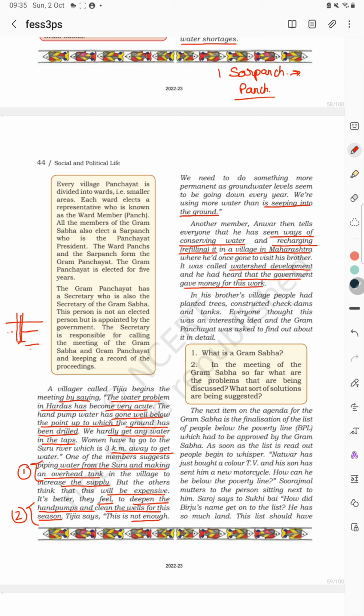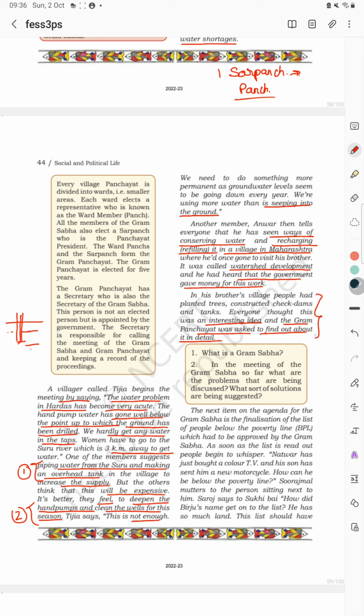So one of the members of Gram Sabha suggested conserving water and recharging the wells. That is watershed development. So for this he had heard that government provides funds for such types of projects. So in his brother's village, people had planted trees, constructed check dams and tanks. Everyone thought this was an interesting idea, and the Gram Panchayat was asked to find out about it in detail.